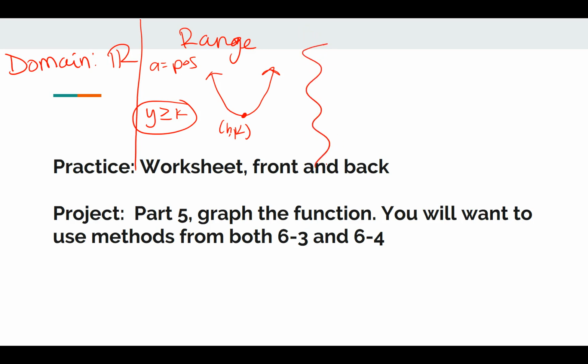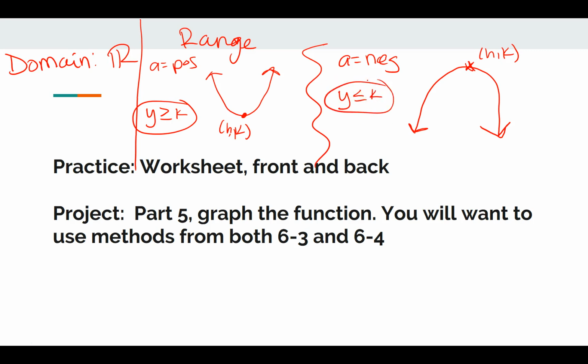If we have a negative a value, meaning you are opening downwards like this, your vertex is on top. So when you look at all of your range values, they're all below the vertex, right? So you should say your range is all of my y's are less than or equal to the k value of my vertex. Okay? So that helps you with part 5, and then it wants you to graph it.